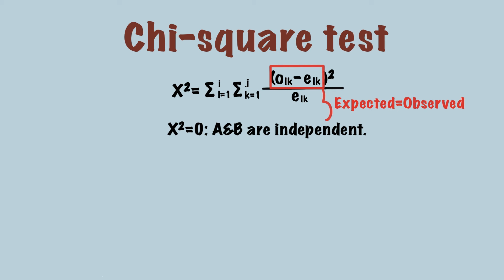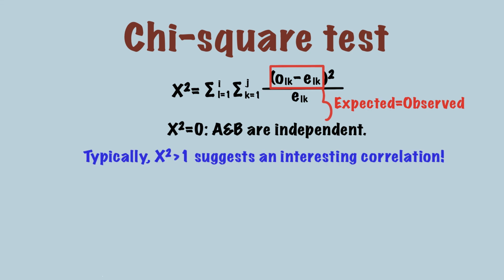When chi-square is 0, A and B are perfectly independent. It's because the numerator is the square of observed frequency minus the expected frequency. The only way for this number to be 0 is that the observed is equal to the expected frequency. Expected frequency is calculated under the assumption of independence. So, when chi-square is 0, A and B must be independent.